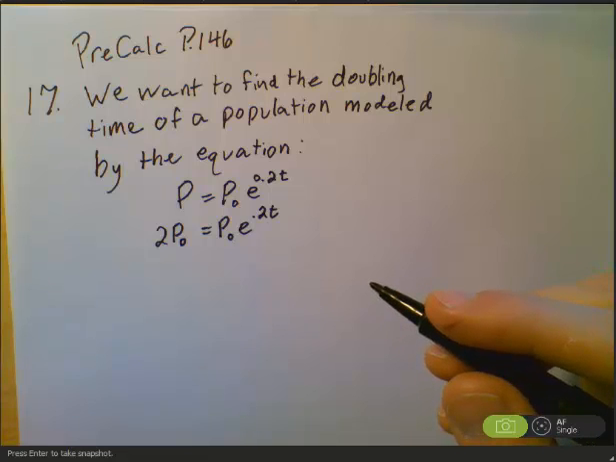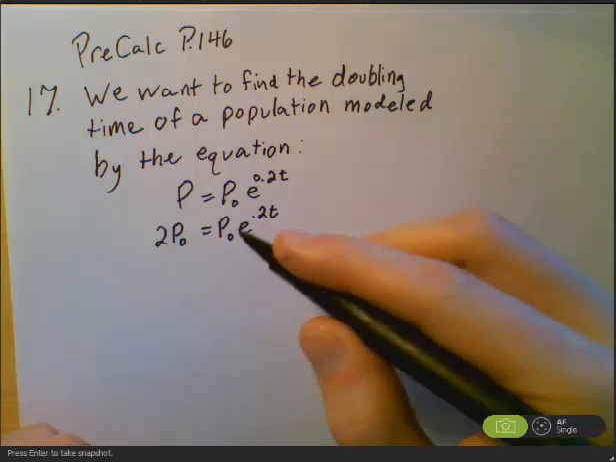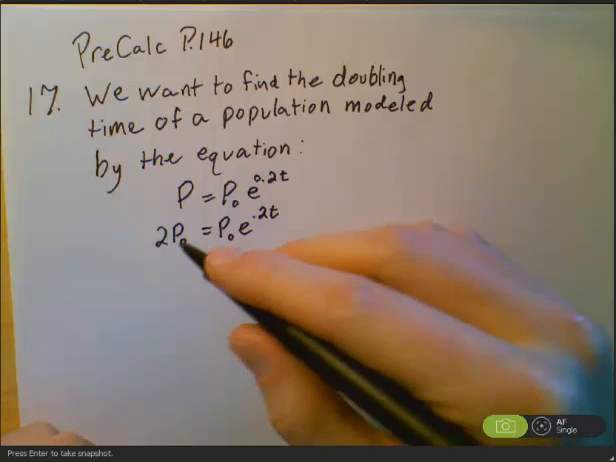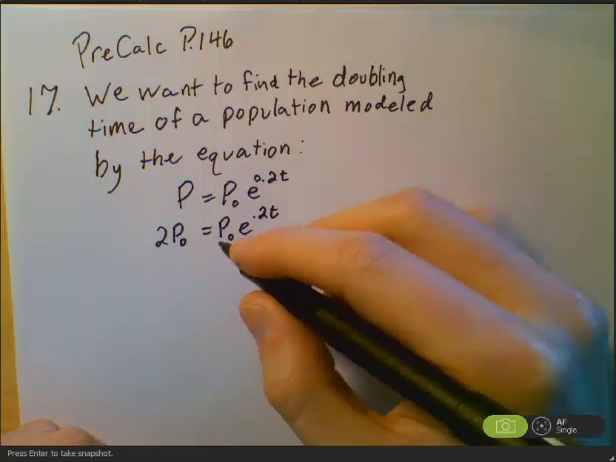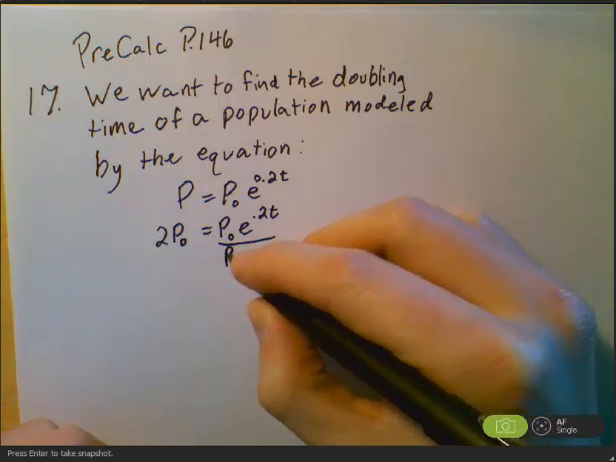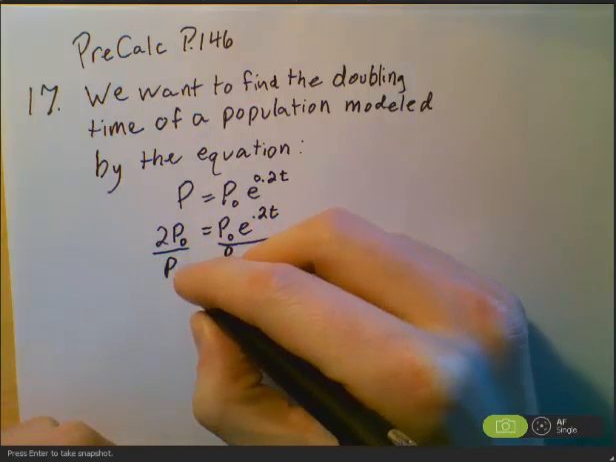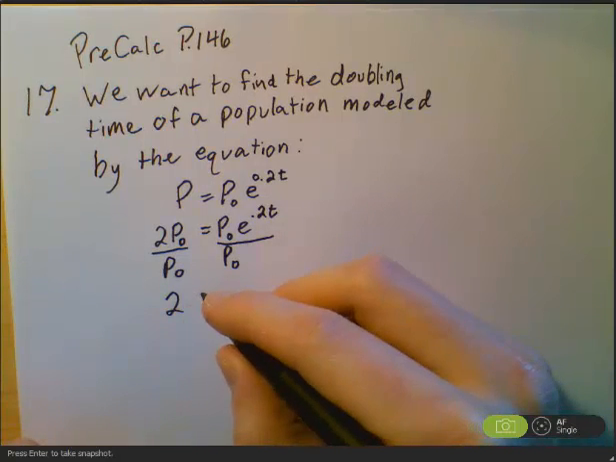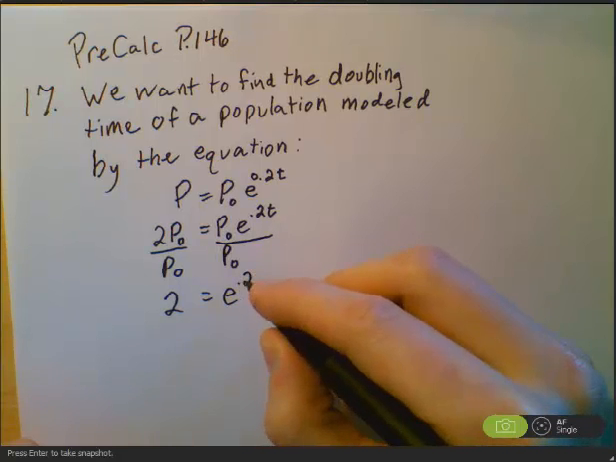The first step: notice that we have 2 times P naught is equal to P naught times e to the 0.2t power. We both have P naught, and they're both multiplied on either side, so we can undo P naught by dividing P naught from both sides. And now we are left with 2 is equal to e to the 0.2t power.